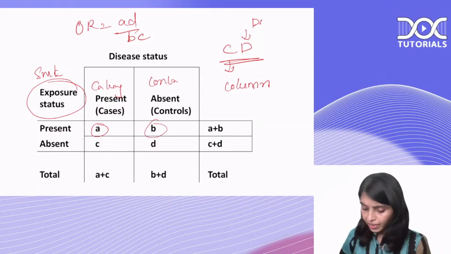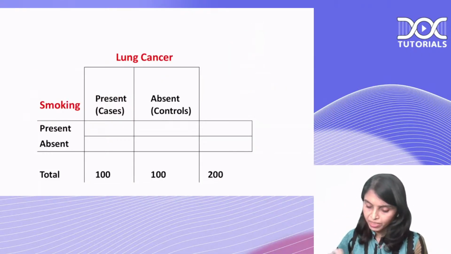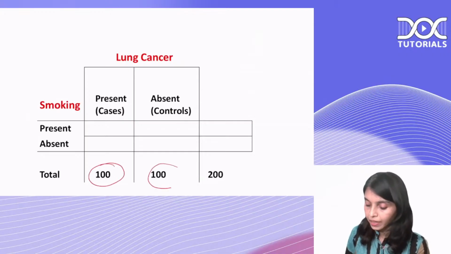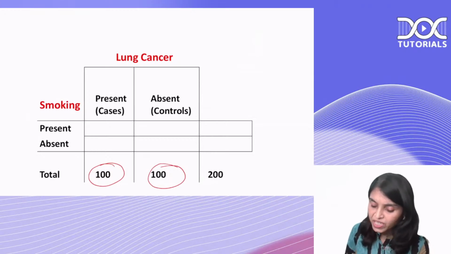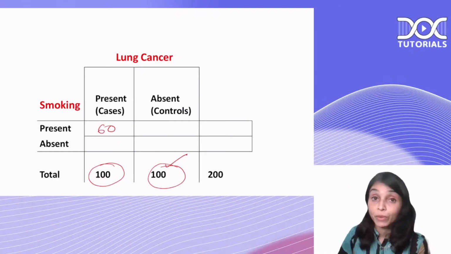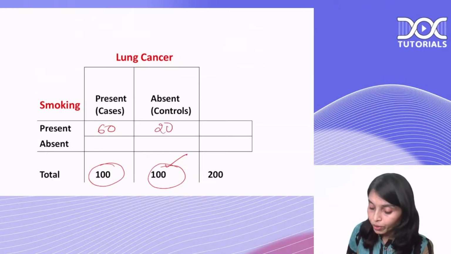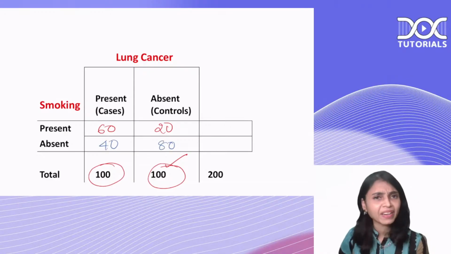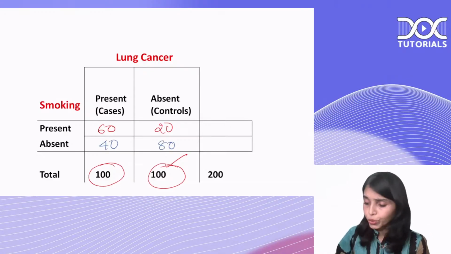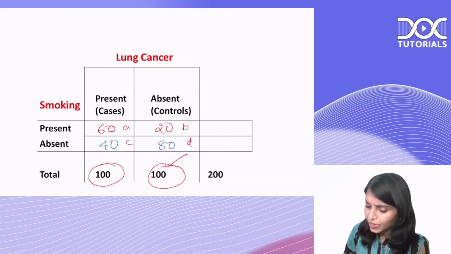I'm just going to put some numbers. Say there are 100 CA lung patients and 100 normal people. When you asked about the history, you found that out of these 100 CA patients, 60 were smokers, and out of the 100 controls, 20 were smokers. So I'm going to put 40 here and 80 here. Am I right, guys? This is how you construct your 2 into 2 table, and let it be any number. It is A, B, C, D is what I meant.